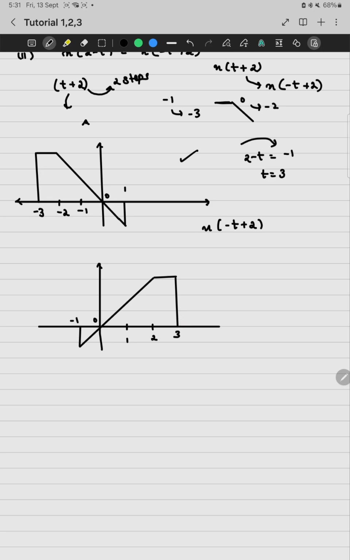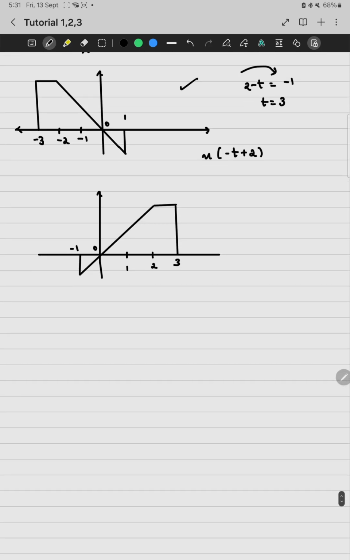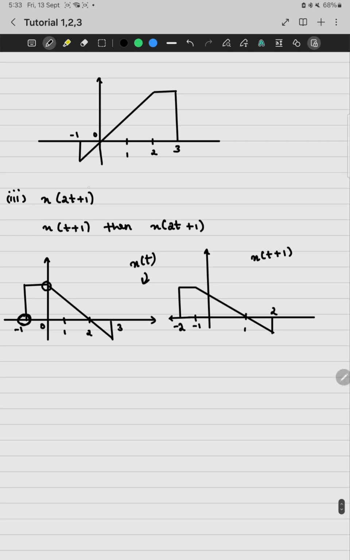I mean the straight point one, you get it. So this is how the second question was. First the question is x of 2t plus 1. So if you see x of 2t plus 1, first what did it do? x of t plus 1 and then x of 2t plus 1. So this is how you normally do it.